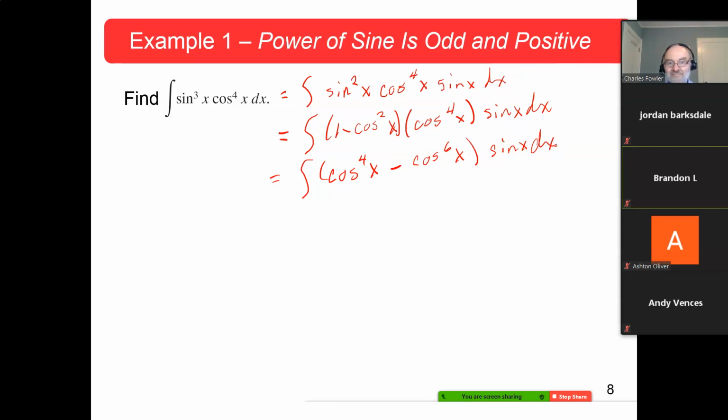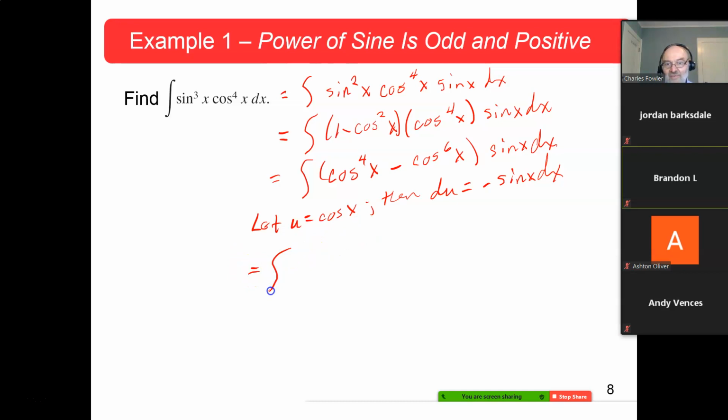Now, here comes your good old u substitution. What's the innermost part of your most complicated part of this problem? Cosine. So let u equal cosine x. Then du is equal to, what's the derivative of cosine? Minus sine x dx, right? If u is cosine x, du would be minus sine x dx. Now, let's see what we've got.